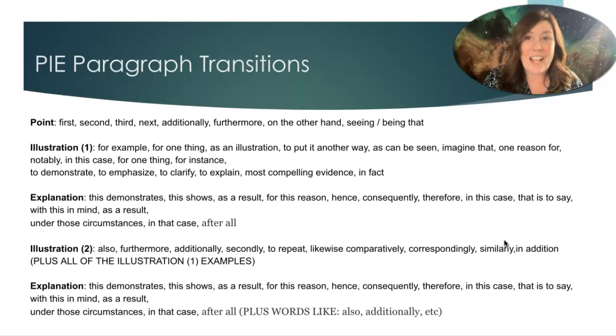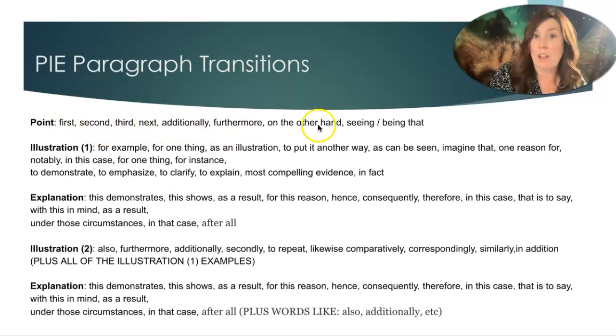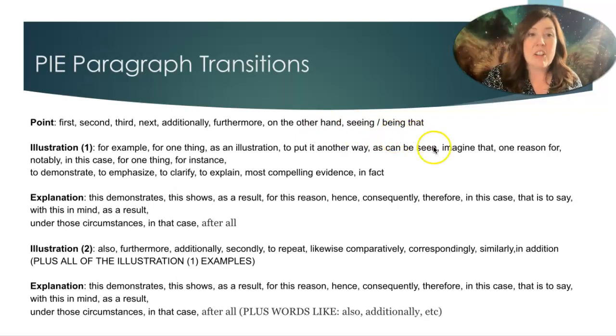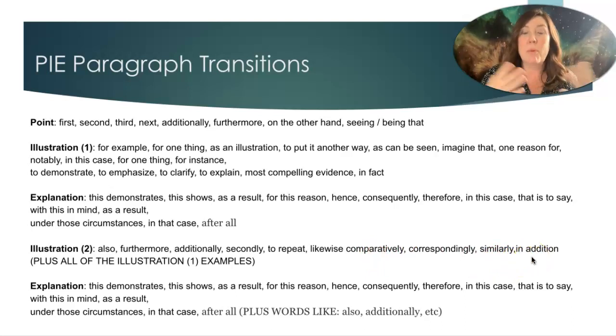Transitions. So there's lots of different kinds of transitions. They do help your reader move through your paper. So traditionally, I do see a lot of first, second, third, next, additionally, furthermore. On the other hand, these are really great words to start your paragraph. And then there are some other ones that you could find within your paragraph. This shows or this demonstrates. Likewise, comparatively, in addition, those are the types of transitions that you'll put inside your paragraph to serve as glue and kind of road maps. I know that's a lot of metaphors, but to help guide your reader through your paragraph.